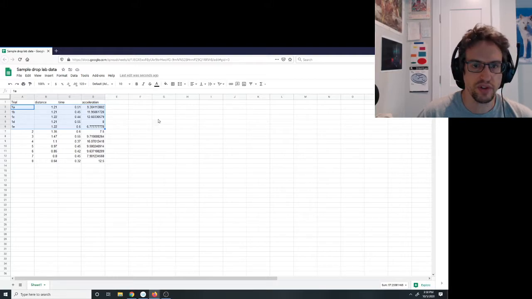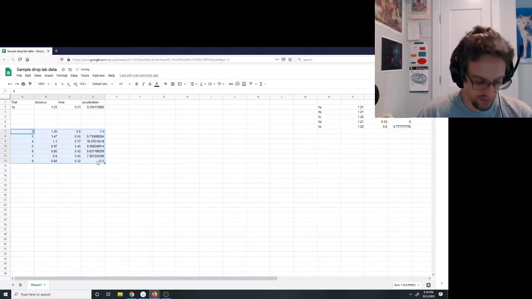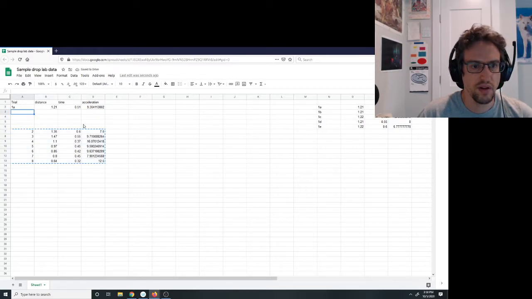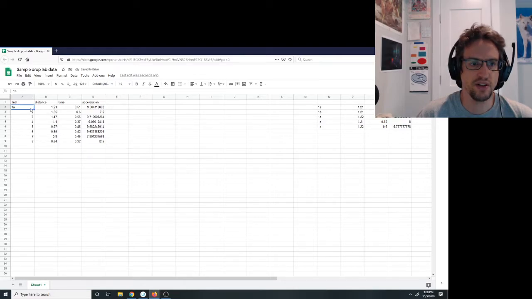I'm going to copy this. We will need this later, but I'm just going to put it off to the side over here. And then I'm going to delete this information just so I have a little bit less clutter here. You could just do that to start. It might be easier to do it to start.